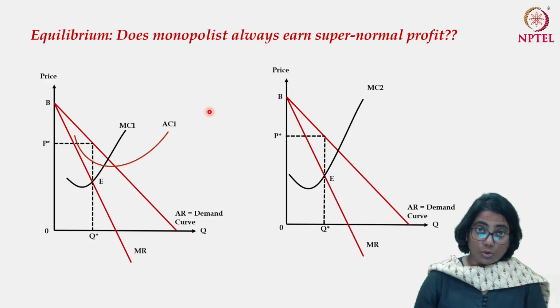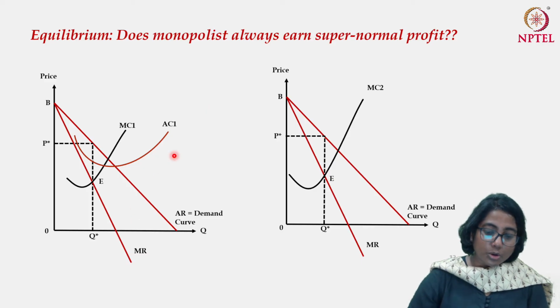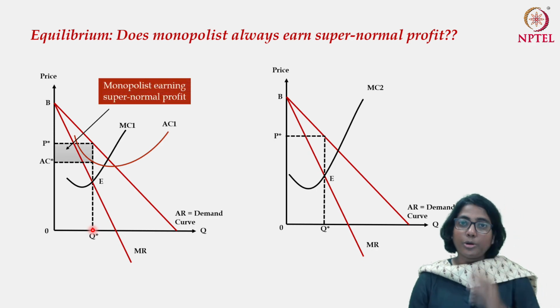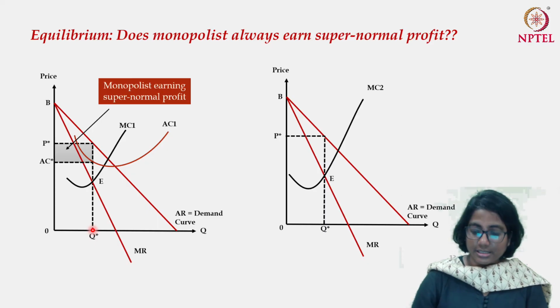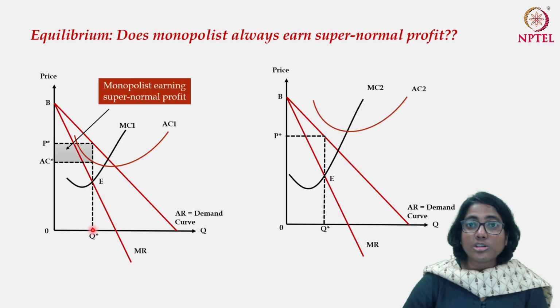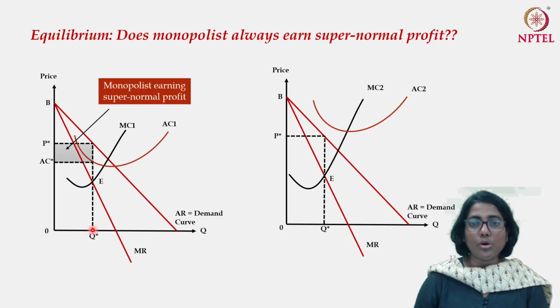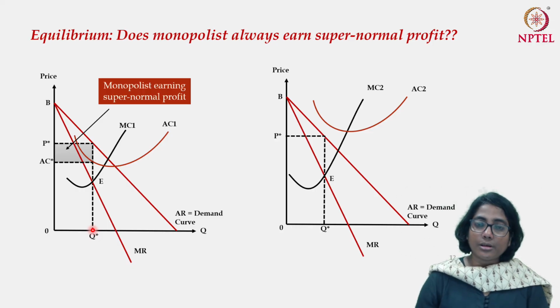If the average cost curve is low, then see what the total cost of your production is. The total cost of your production will be captured by this area, AC star multiplied by Q star. What is the total revenue? The total revenue will be, of course, P star multiplied by Q star. So this particular monopolistic firm earns a supernormal profit because the price exceeds the average cost. However, that may not always be the case. There can be a situation where the average cost is so high that the monopolist, even after charging higher than the marginal revenue, will be unable to recover the cost of production.